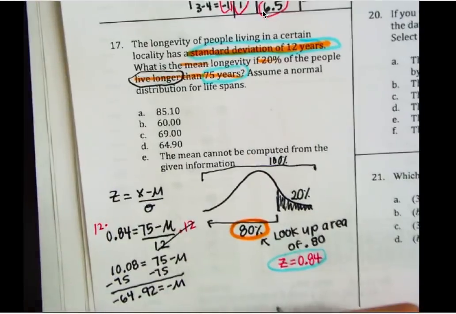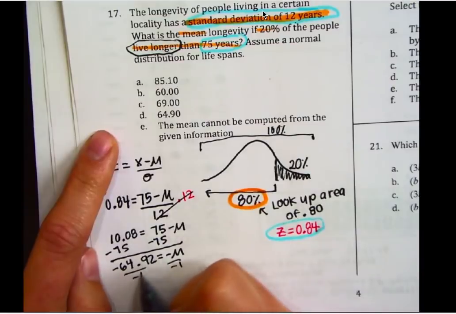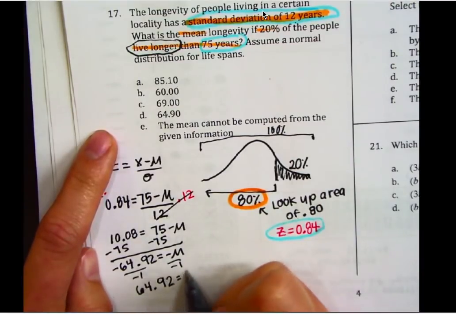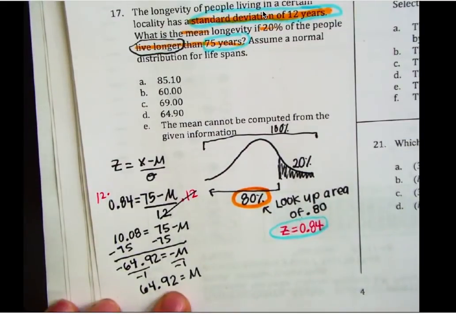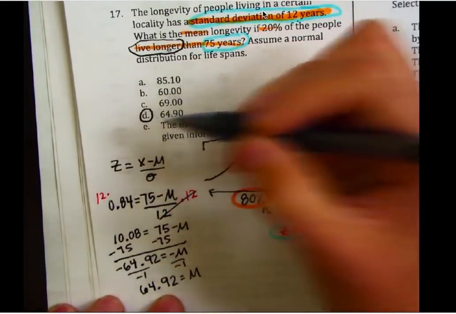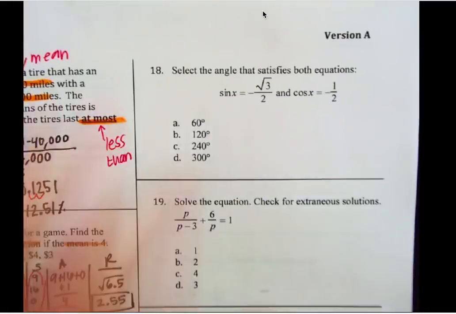And the last step would be to divide both sides by a negative 1. So my answer is 64.92 for my mean. So that would be that average age. So right here, 64.9 would be our answer.